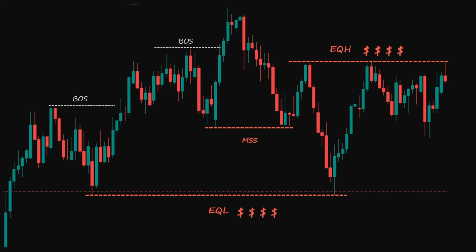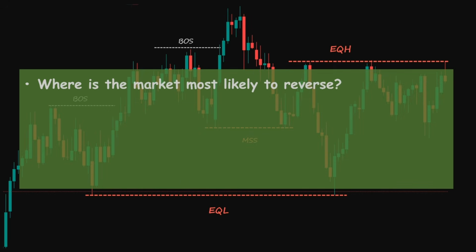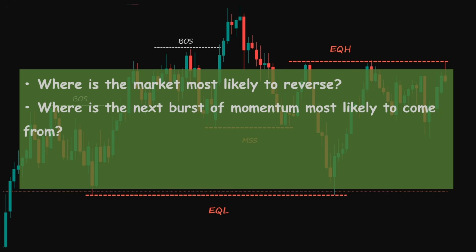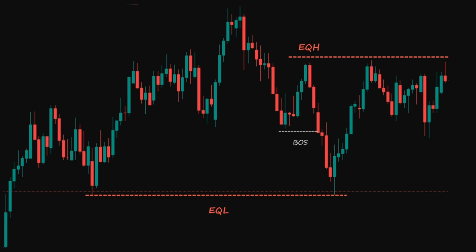Whenever I analyze a market, I always zoom out and think about the broader narrative. Where is the market most likely to reverse? Where is the next burst of momentum most likely to come from? Which direction does the bigger picture naturally want to move toward? Once you understand this narrative, identifying true liquidity grabs becomes far easier, and you can correctly distinguish between a genuine shift in market structure and a simple sweep designed to fuel the next move.